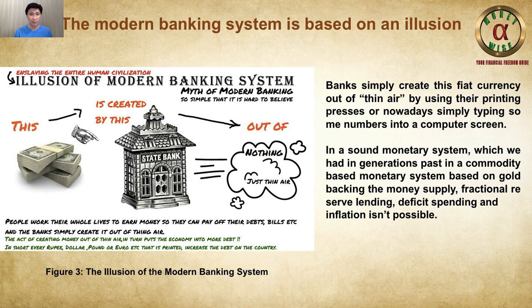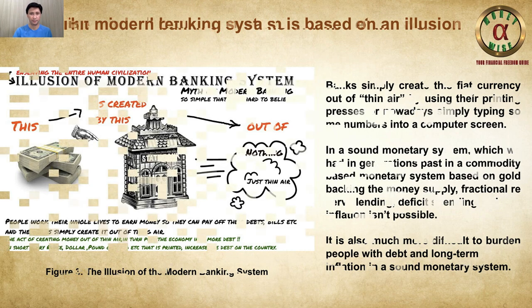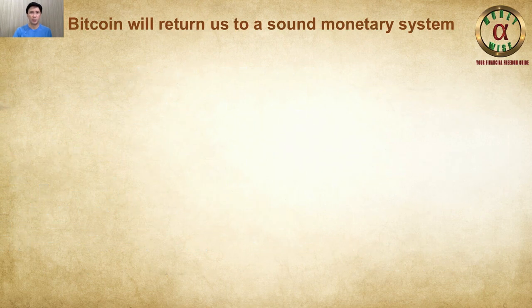And in a sound monetary system, which we had in the past, which was based on a commodity-based system, such as when we were using gold or a gold standard, fractional reserve lending, deficit spending, and inflation is impossible. It's also much more difficult to burden people with long-term debt and inflation if we were in a sound monetary system. So Bitcoin will turn us to a sound monetary system.